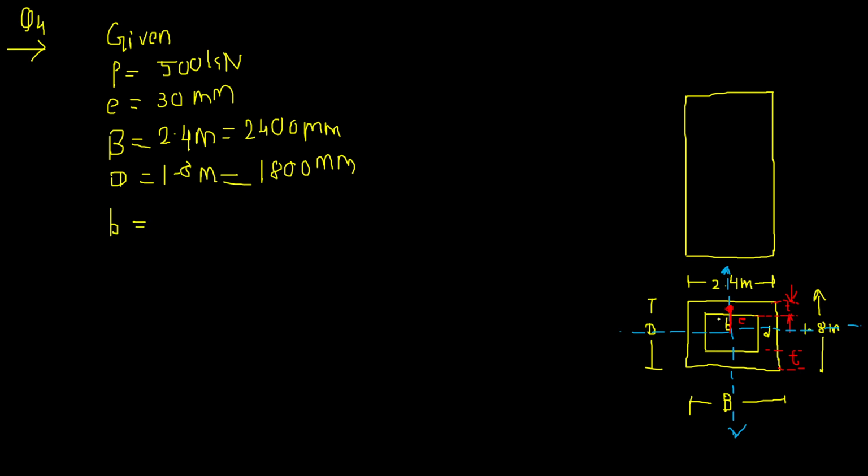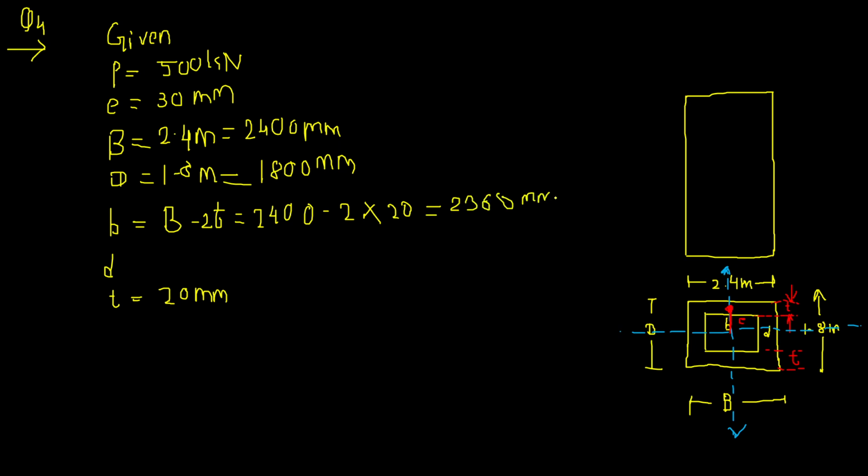Now small b, the inner rectangle's distance, that small b is equal to capital B minus 2 times the thickness. Capital B is 2400 minus 2 times the thickness. So we'll write the thickness also. The thickness is given in the question, the thickness is 20 mm. So 2400 minus 40 is equal to 2360 mm.